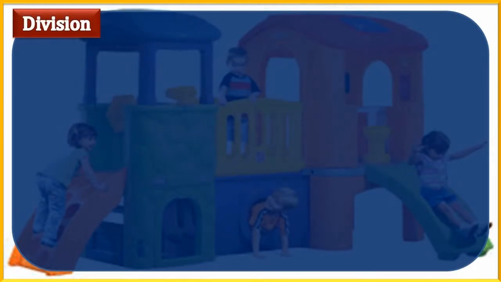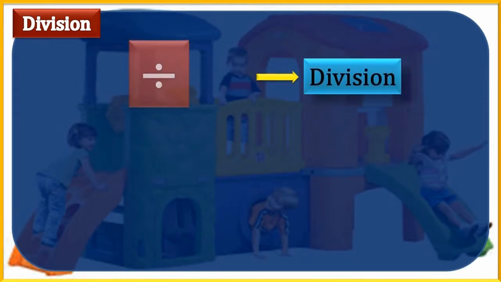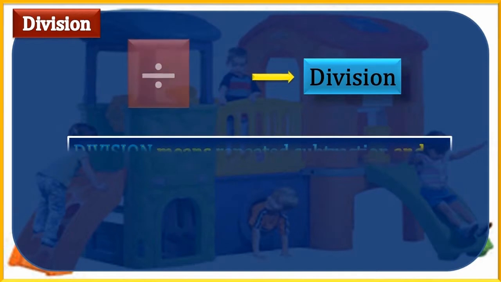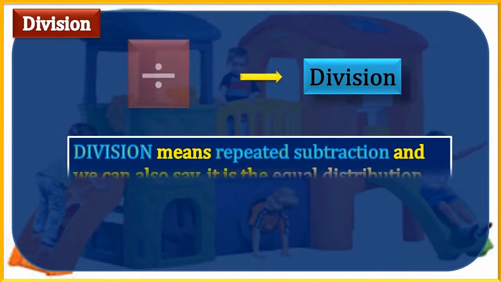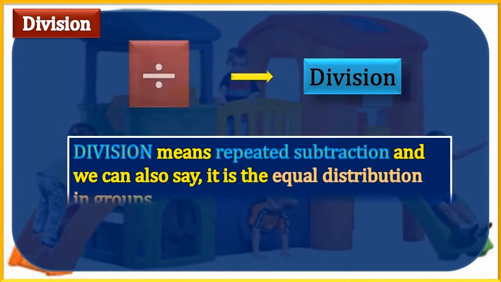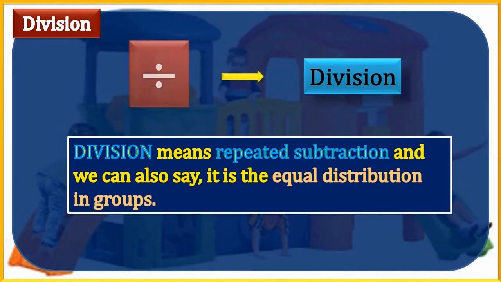Division. Hey kids, do you know what this symbol is meant for? Yes, this symbol is for division. Division means repeated subtraction, and we can also say it is the equal distribution in groups.